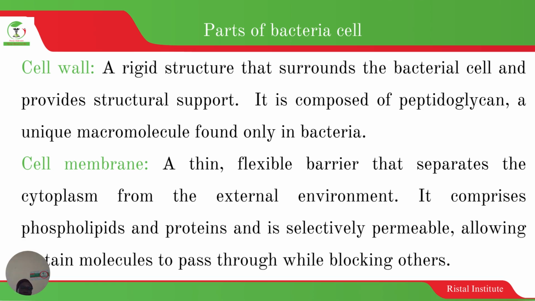Then we have a cell membrane. The cell membrane is a thin, flexible barrier. The cell membrane separates the cytoplasm from the external environment, and it is made of phospholipids and proteins. This cell membrane is selectively permeable, meaning that it will allow certain molecules to pass, and it will block some other molecules. That is why we say that the cell membrane is selectively permeable, meaning that it will allow some substances in, while it will not allow other substances to enter the bacterial cell.